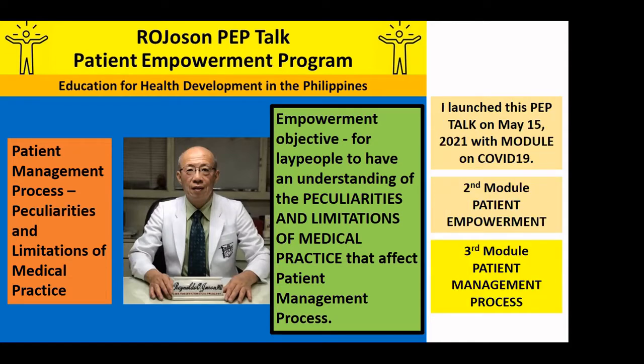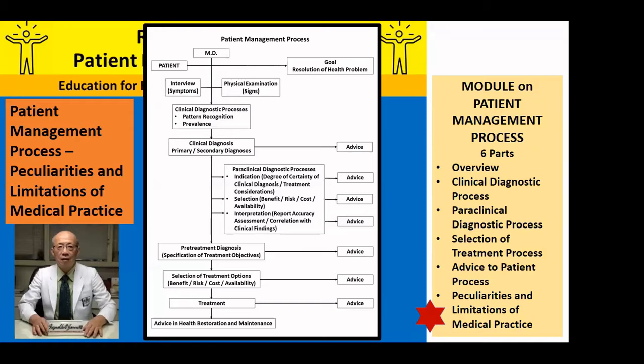I launched this PEP talk on May 15, 2021 with a module on COVID-19. The second module was on patient empowerment. I'm now on my third module, patient management process. There are 6 parts in this module: overview, clinical diagnostic process, paraclinical diagnostic process, selection of treatment process, advice to patient process, and peculiarities and limitations of medical practice. We are now on this last session, peculiarities and limitations of medical practice.